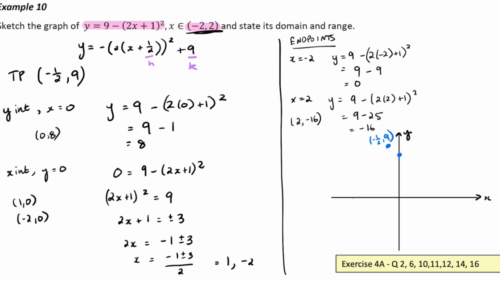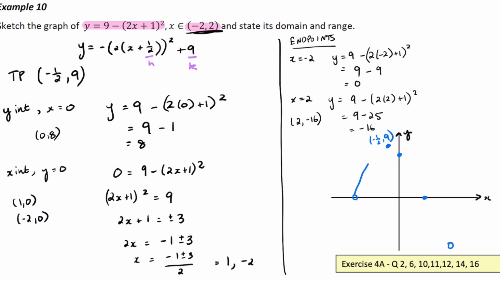The reason I stopped just then is because if you notice, the domain is actually not included on the negative 2 point, so I'm going to have an open circle there. But my other x-intercept, which is at positive 1, will be a closed circle because that's a part of it. I've already done this endpoint. The other endpoint happens at 2 and negative 16. So that will be about there. Again, open circle. All right, I've mapped it out.